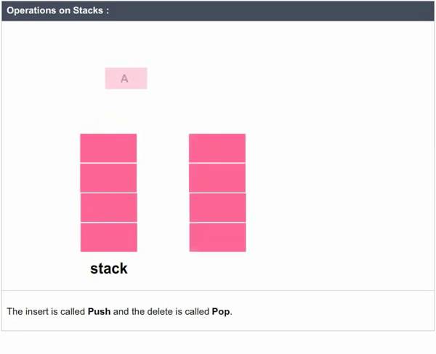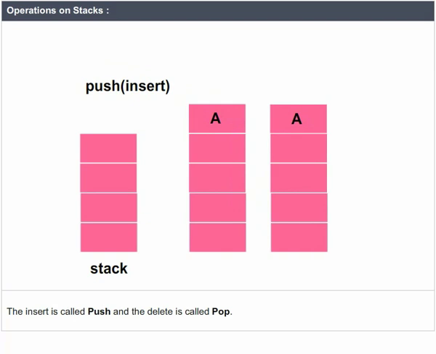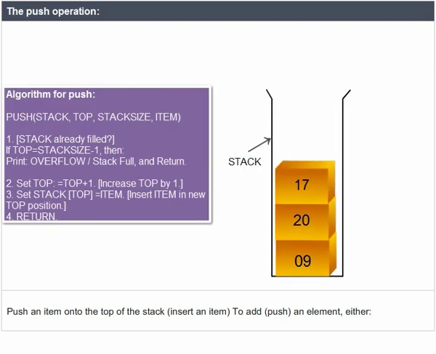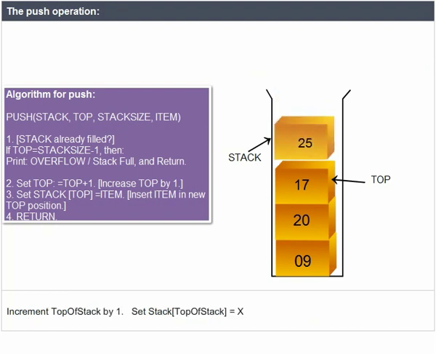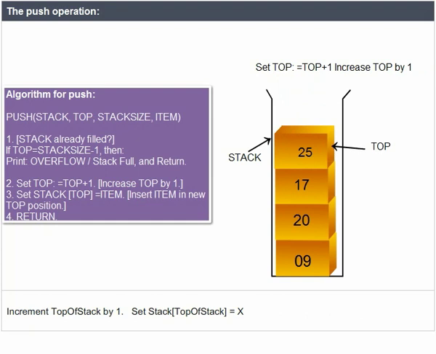The insert is called push and the delete is called pop. Push an item onto the top of the stack. Insert an item. To add, push an element: either increment top and store the element in STK[top], or store the element in STK[count] and increment count. Increment top of stack by 1. Set stack[top of stack] equal to X.